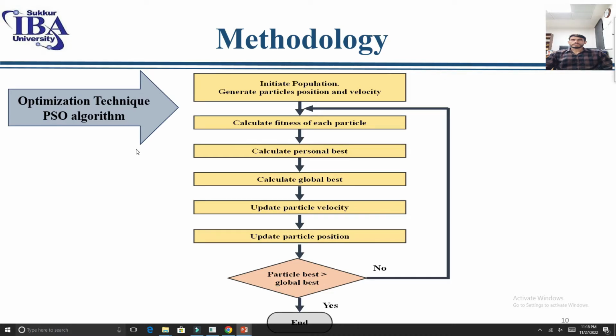So here is how the PSO algorithm works. First of all, we initiate particles and their position and velocity. Then we calculate the fitness of each particle. Then we calculate personal best. We calculate global best, update particle velocity, update particle position. If the particle best is greater than the global best, then we will terminate the program and take that value of beta. If not, we will repeat the same process. So in the next slide we will see how this algorithm works and how we initiate swarms.